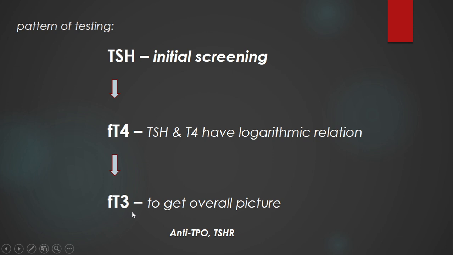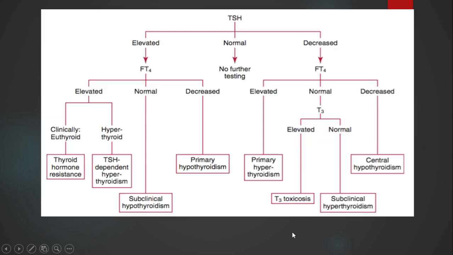Other than that, there are other antibody tests such as anti-TPO, TSH receptor, and also the thyroglobulin test to find any other problem in the thyroid, such as autoimmune and other cases. So this is the pattern of tests. First TSH, then T4, then T3. Then other autoimmune antibodies and antigens.